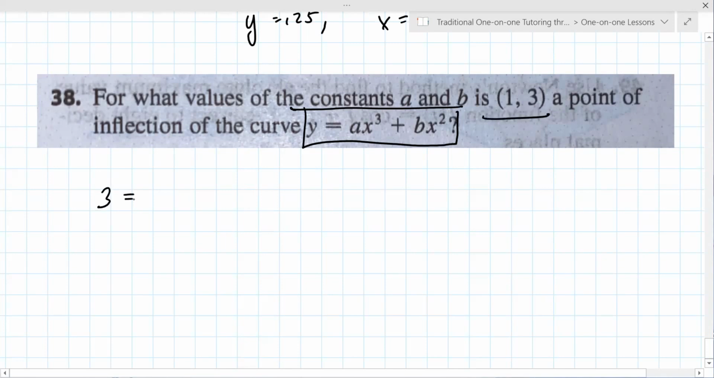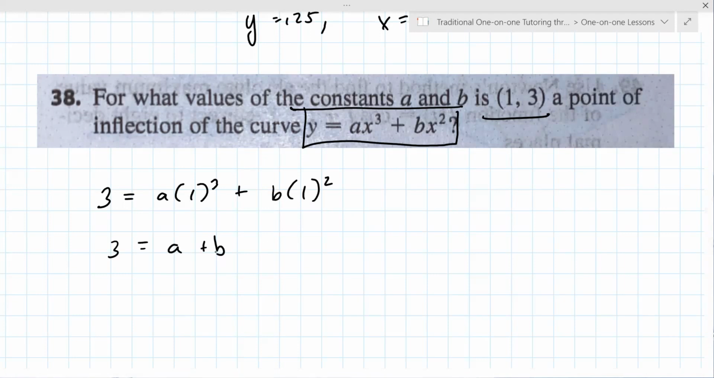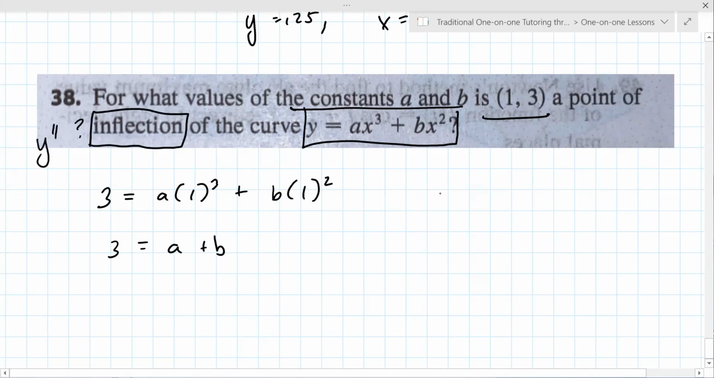Y is 3, A times 1 cubed plus B times 1 squared. Okay, so 3 equals A plus B. So not great, but it's something there. Okay, is that all right? Yep. Okay, now inflection point, what does that refer to? Oh, that's a second derivative. Second derivative. So we got to take two derivatives here. So take two derivatives of this for me, please.